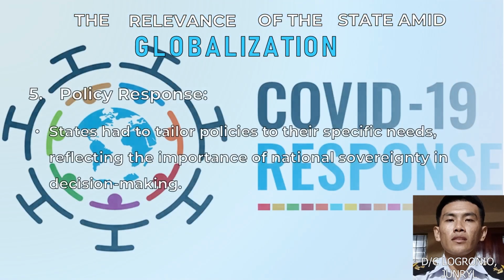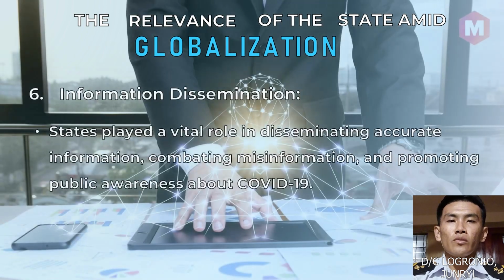The fifth one is policy response. States had to tailor policies to their specific needs, reflecting the importance of national sovereignty and decision making. The sixth one is information dissemination. States played a vital role in disseminating accurate information, combating misinformation, and promoting public awareness about COVID-19.